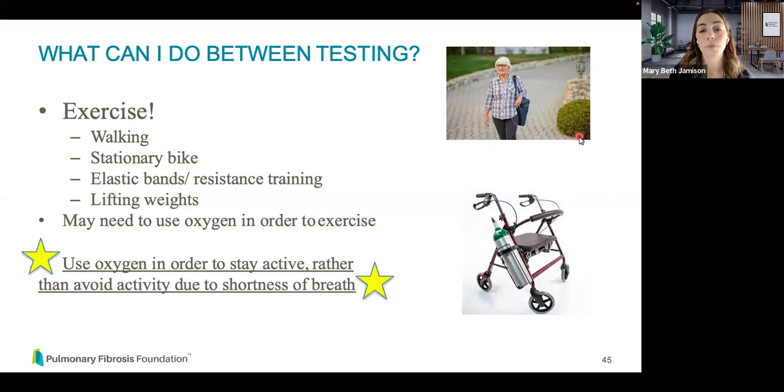So you might need to put a little bit of oxygen on in order to take that walk, or maybe keeping that large concentrator by a stationary bike or a treadmill so that you can have that continuous oxygen while you're exercising. And that can make a big difference on your pulmonary function test.